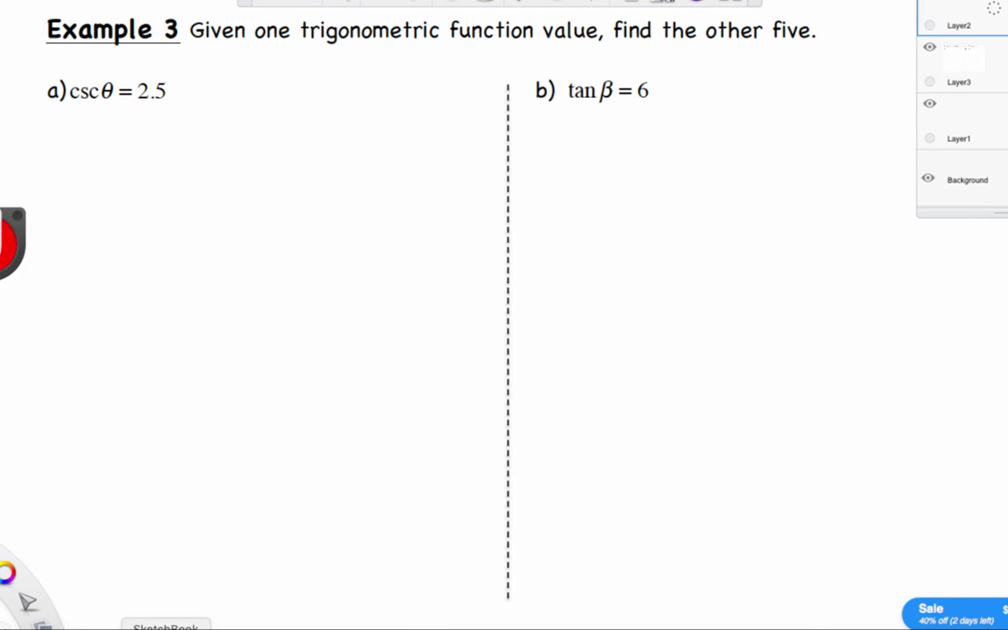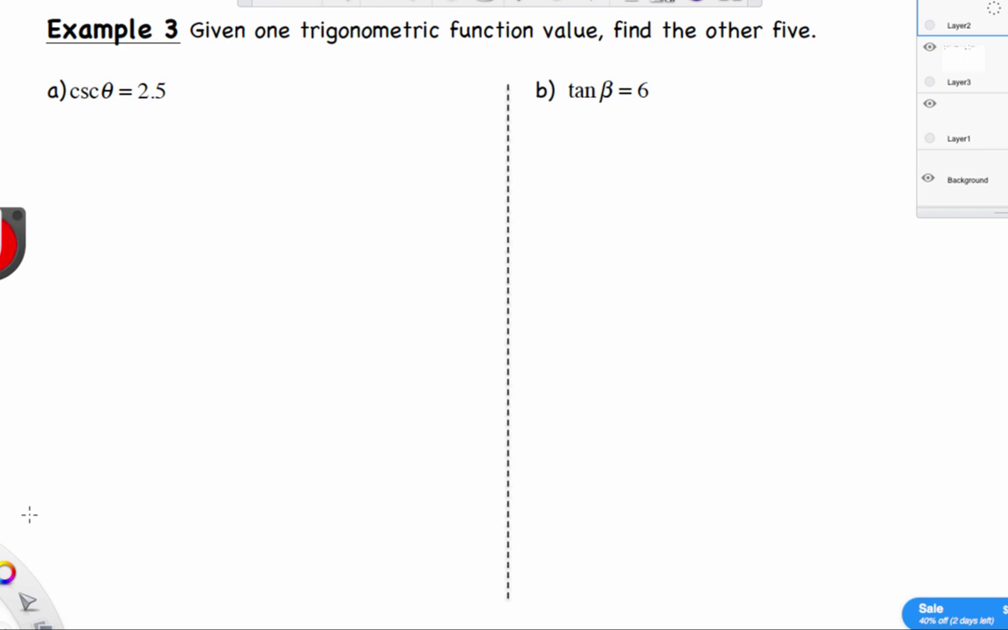Okay, for example 3, we are actually given one of our function values and we're going to work backwards in order to find the missing side and all the rest of our trig function values. All right, so first thing you got to do is turn your function value into a fraction. If you remember what we did in example 1, all of our answers that we found were fractions. They were created by taking 2 out of the 3 sides of your triangle and forming a fraction.